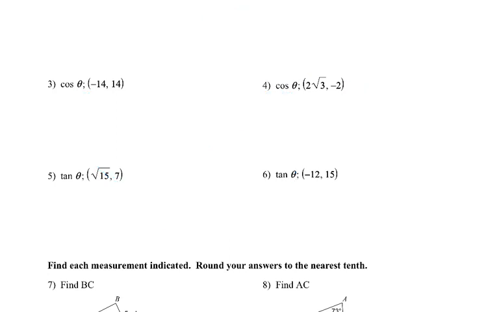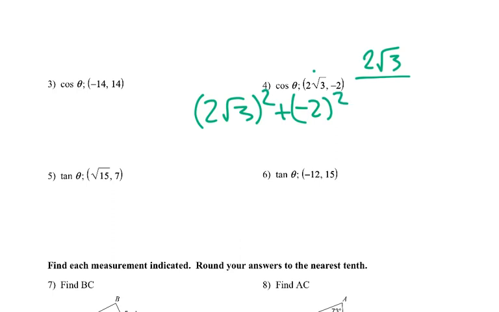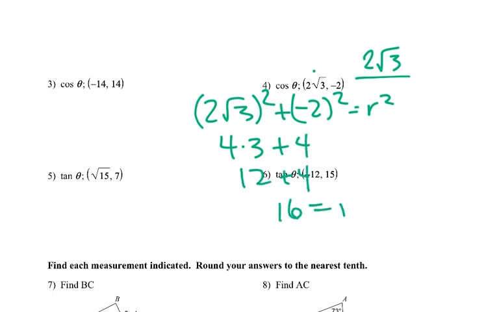Okay, so number 4, got my x, so I know 2 root 3 on the top, so 2 root 3 squared plus negative 2 squared equals r squared. I get 4 times 3 plus 4, 12 plus 4 gives us 16. Square root of 16 we know is 4, so I get 4, which I could simplify that to square root of 3 over 2 as well. Okay, so there's my answer.